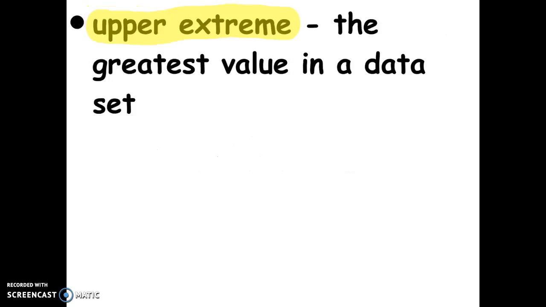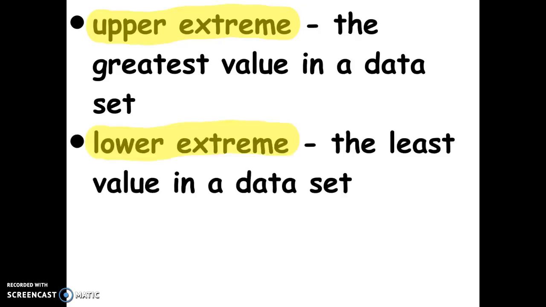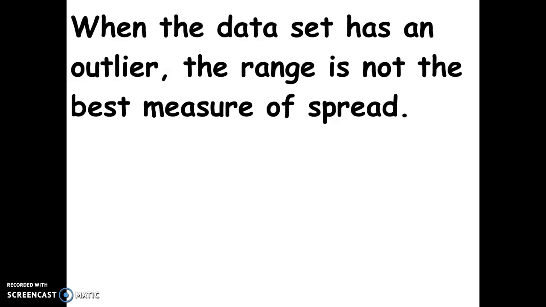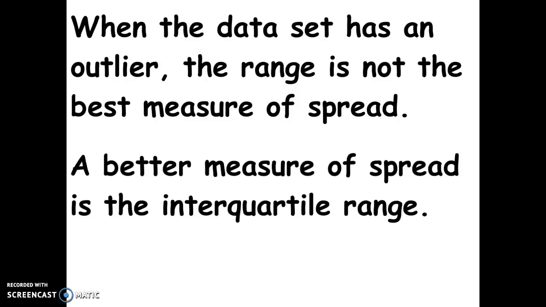The upper extreme is the greatest value in a data set, and the lower extreme is the least value in a data set. When the data set has an outlier, the range is not the best measure of spread. A better measure of spread is the interquartile range.